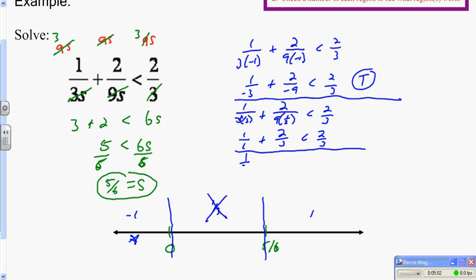Plug in 1 and see what we get. We're going to get 1 over 3, because 3 times 1 is 3, plus 2 over 9. Is that less than 2/3? Well, this looks like it might not be, but this one we might want to check in a little more detail. I'm going to need a common denominator here, so I multiply top and bottom by 3, so I get 3 plus 2 is 5/9. Is that less than 2/3? And yes, it is. 2/3 is 0.67 approximately, and 5/9 is a little over 0.5. So this one checks. It's less than with a circle, so we're going to go this way and that way.